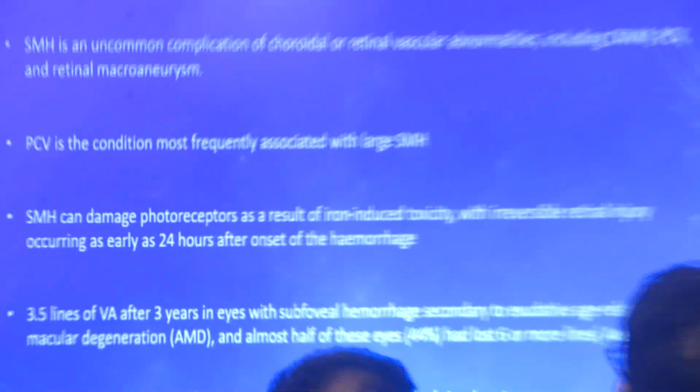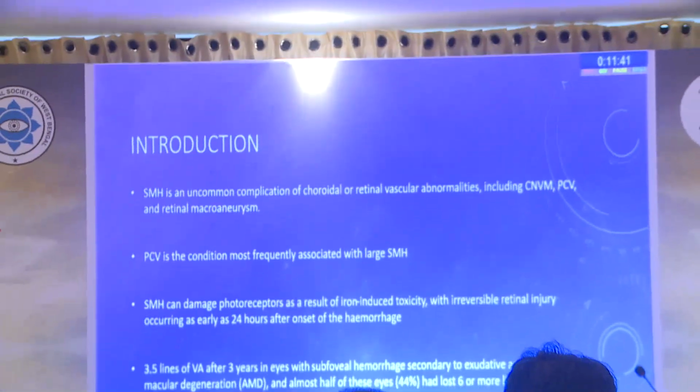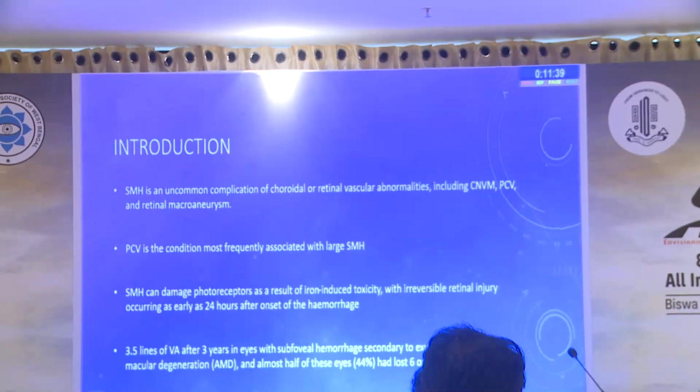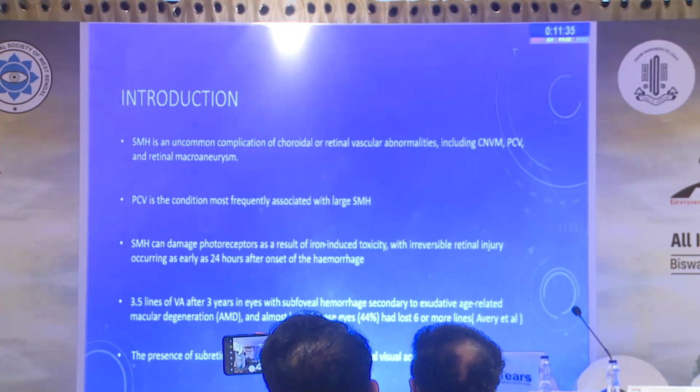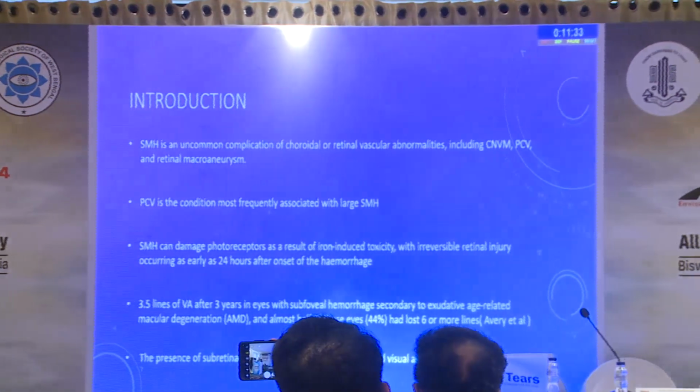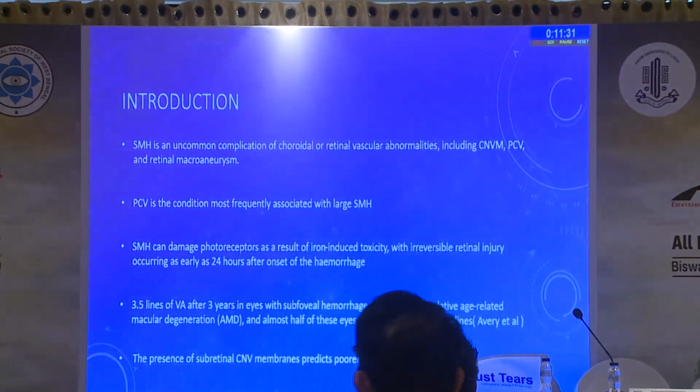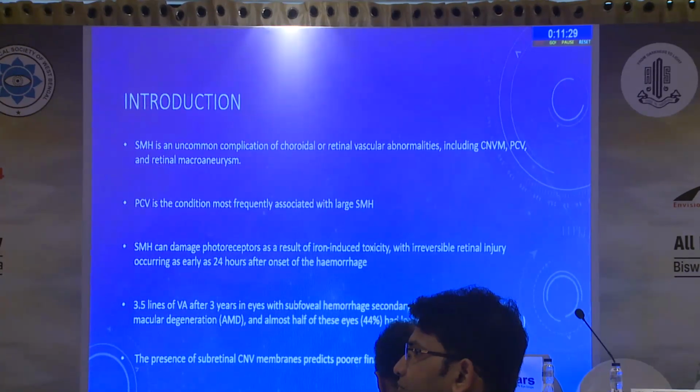Dr. Bibhuti has already described all about tPA, so I will go the opposite way. The main indication is submacular hemorrhage. The reasons for submacular hemorrhage are CNVM, PCV, and RAM; these are the main causes where it occurs. PCV is the most commonly associated with a large submacular hemorrhage.